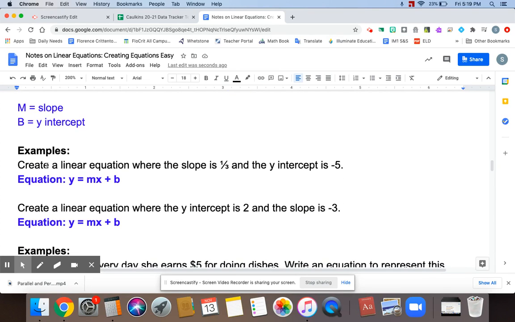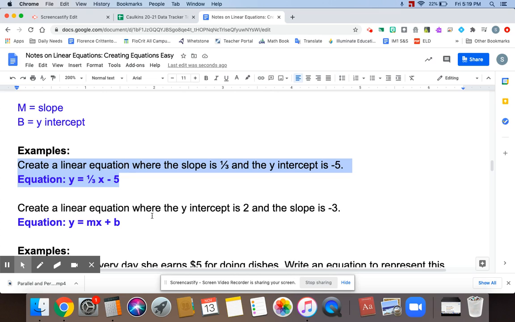Here are some examples. This one says create a linear equation. Because of the words linear equation, I know it's going to look like y equals mx plus b, where the slope is 1/3 and the y-intercept is -5. So slope goes into which one, the m or the b? Slope always goes into the m, and the b is what? B's -5. But if you're saying minus 5, you delete the plus, and you just say 1/3 x minus 5, because that's what it means if the b is negative. So this is the equation for this situation.